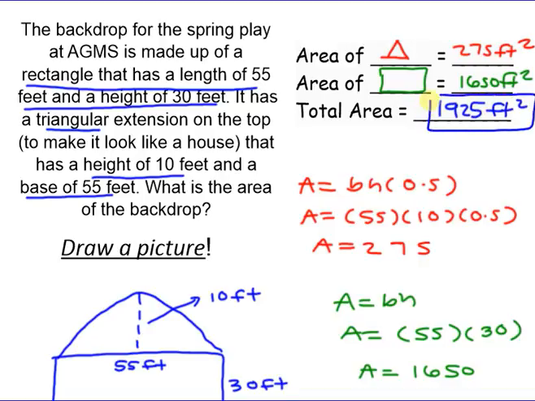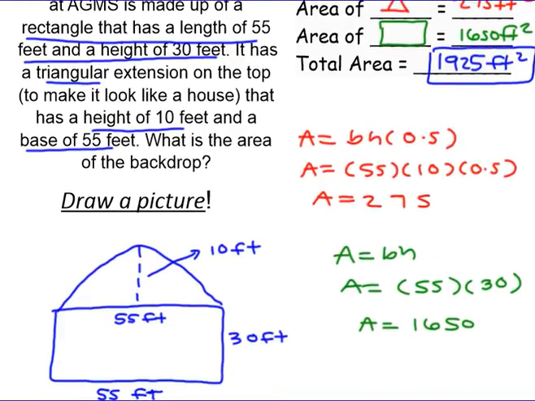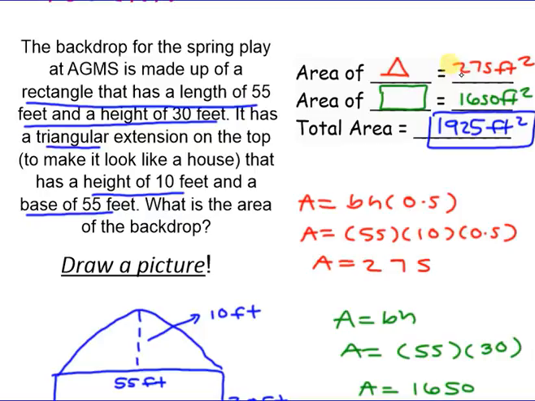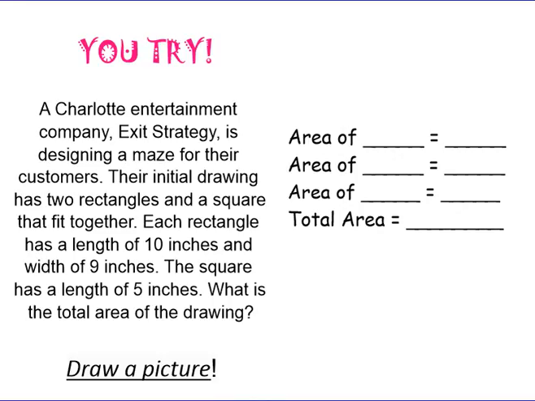Alright, go ahead and hit pause if you're not done. So, for this one, we have a rectangle bottom that's 55 feet with a base and 30 feet high, which will give you 1,650 feet squared. And we have a triangle top that has a base of 55 and a height of 10. So 55 times 10 times 0.5 is 275 feet squared. When you add both of those together, you should get 1,925 feet squared. All right, go ahead and try another one.